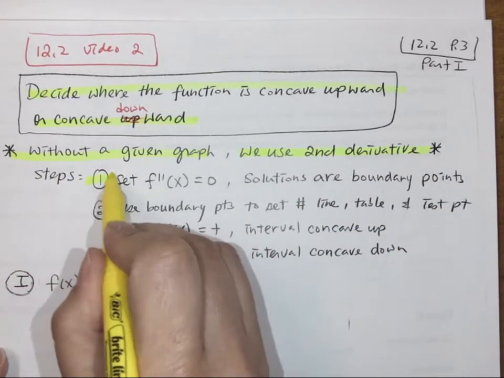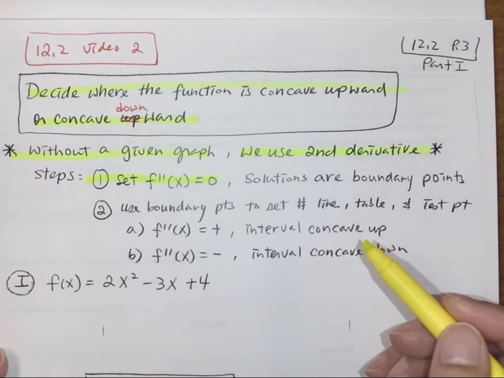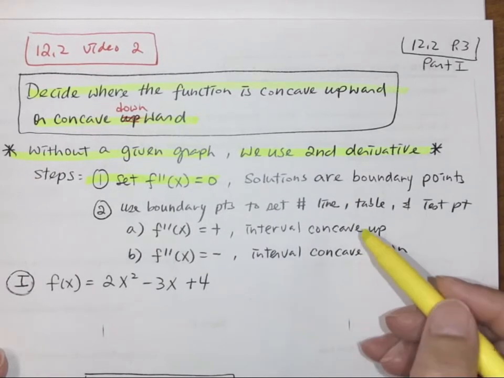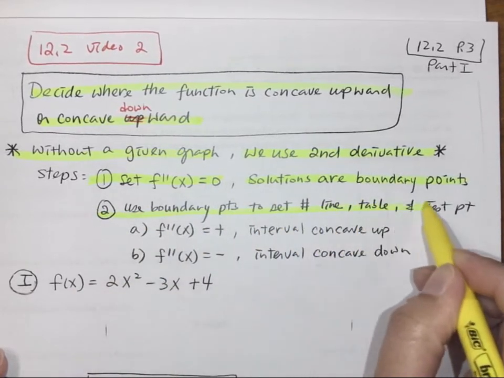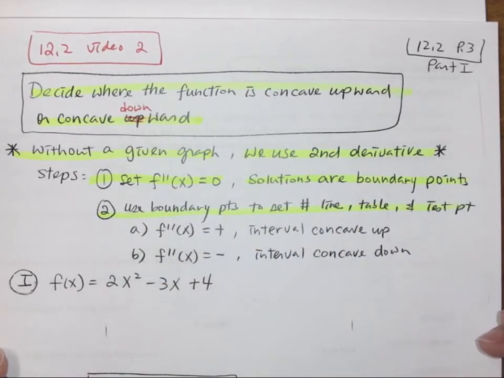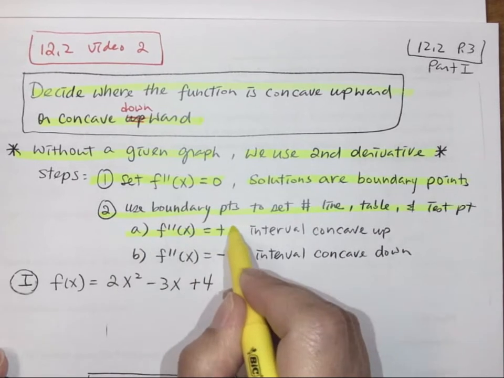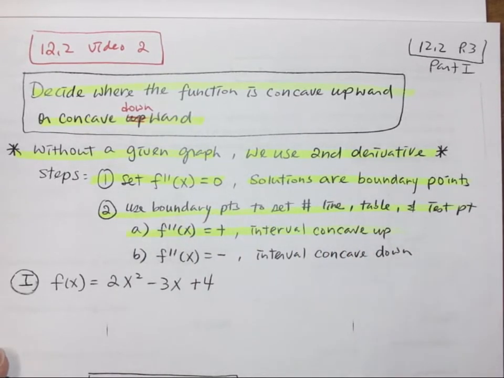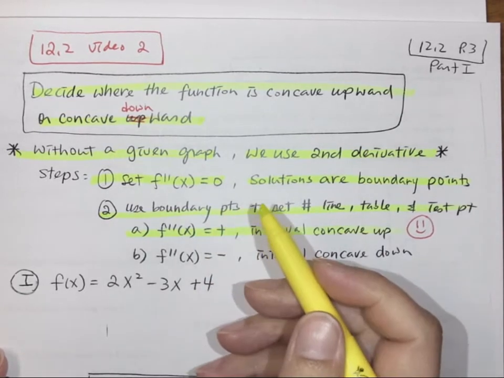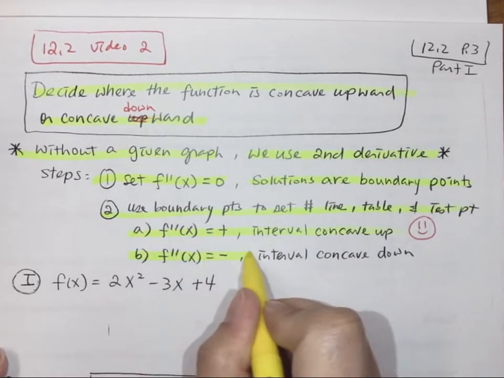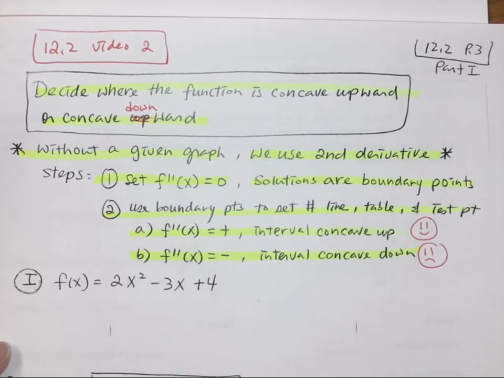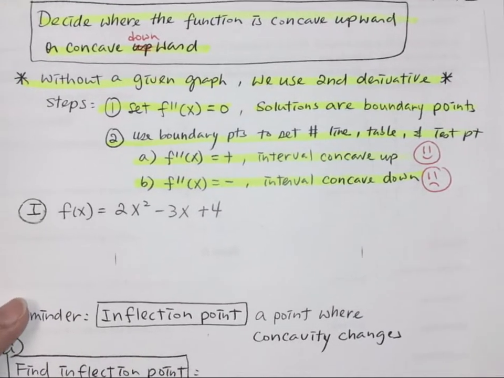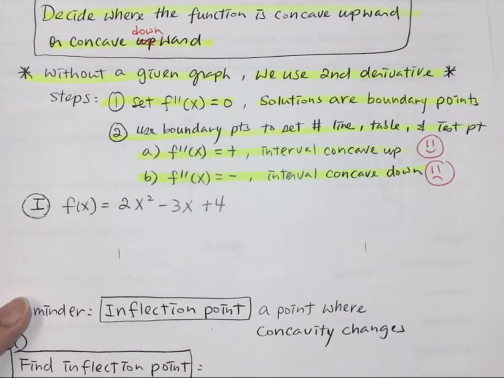So step one, you need to find the second derivative and then set it equal to 0. The solutions will be your boundary points. You're going to use those boundary points to set up a number line, table, and test points. If your second derivative comes up positive, you have a concave up smiley face. If the second derivative is negative, you have a frowny face, concave down. So we're going to do some examples together.